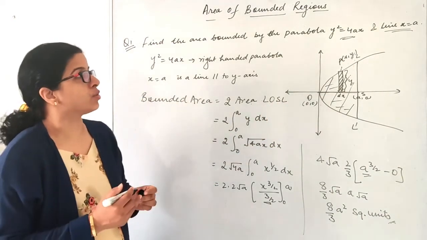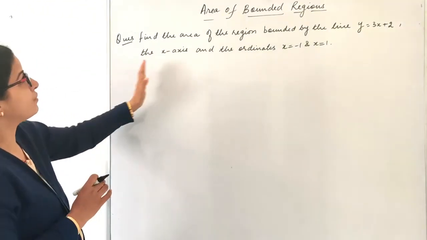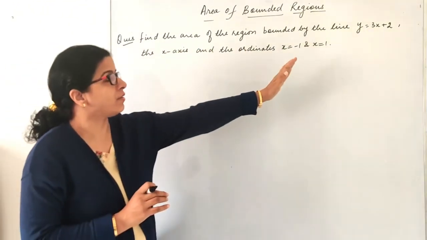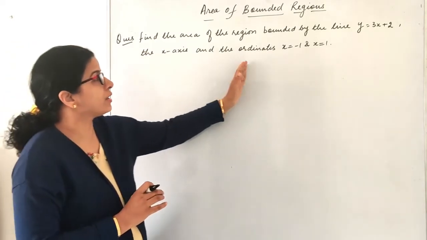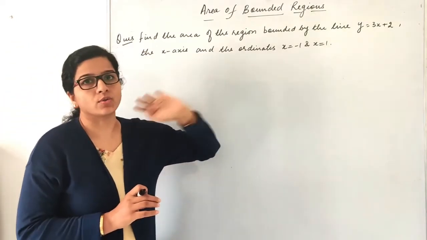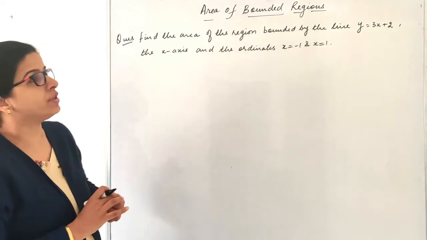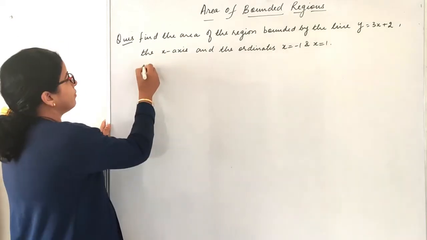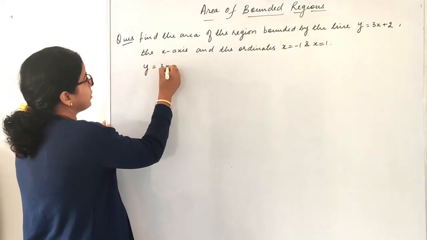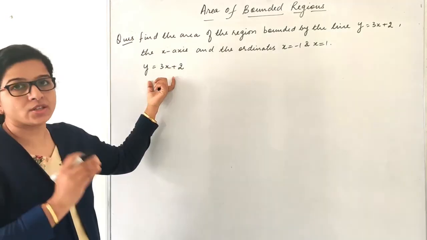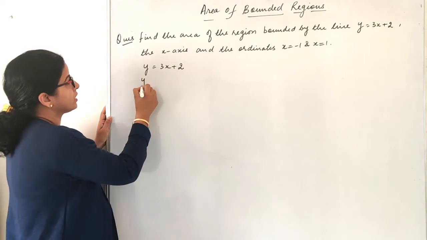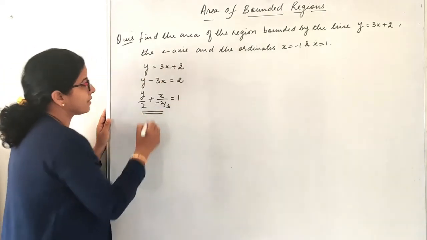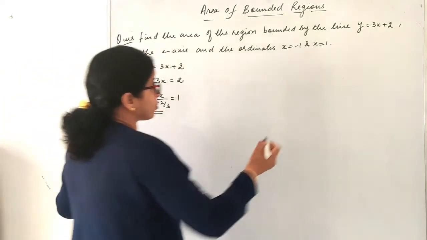Let us take one or two more examples. So let us take this question. Find the area of the region bounded by the line y is equal to 3x plus 2, the x-axis and the ordinates x is equal to minus 1 and x is equal to 1. So first of all, we should draw the rough sketch. We have y is equal to 3x plus 2. Change this equation into intercept form, right? What does that mean? So this is our intercept form. Now it will be easier to draw the graph.